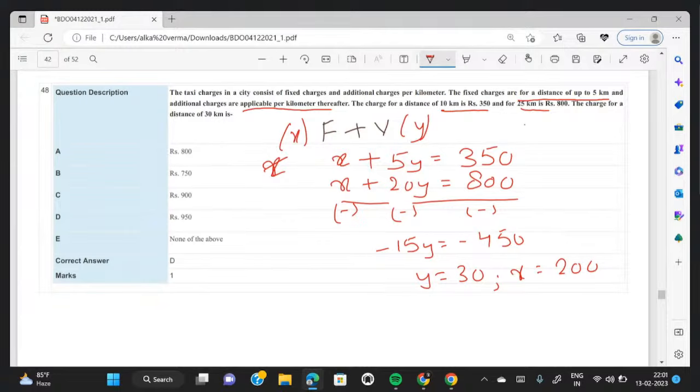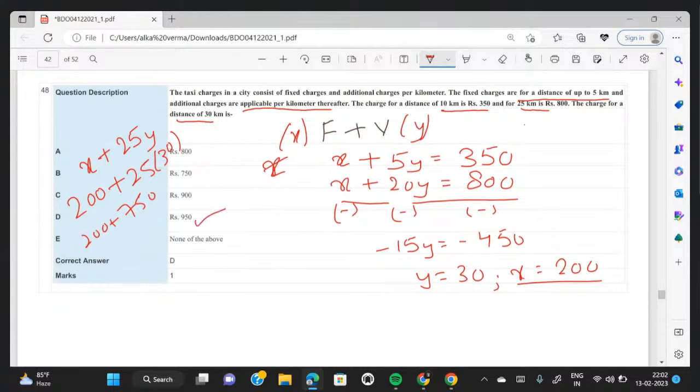Now, what is the question? The charge for a distance of 30 kilometers. So for 30 kilometers, it will be x plus 25y. My x will become 200 because this is fixed, and the variable is 30. So 25 into 30 gives 750, plus 200. Answer will come as 950.